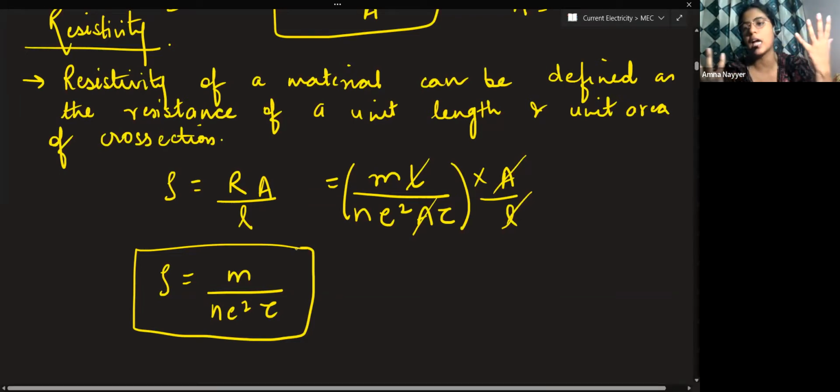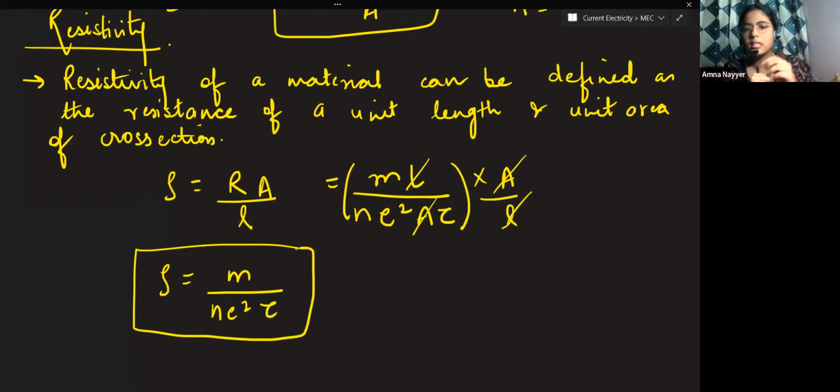It's the average time interval. Whenever electrons are colliding, one collision has occurred, two collisions have occurred, then the electrons travel before colliding with another particle. That interval is called the relaxation time. And average relaxation time means the relaxation time of all the electrons, because we are calculating the average of it. That's why we take it.